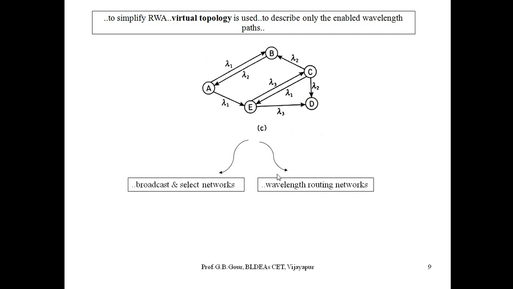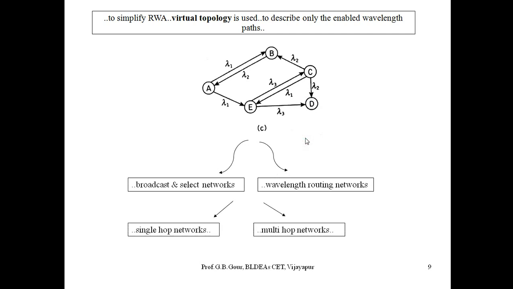So broadcast and select networks and wavelength routing networks, we have discussed so far. This can be done either with single hop networks or multiple hop networks, with a single node or more than one intermediate node, with one loop or more than one loop. Single hop provides direct communication between any nodes, with the data in the optical domain until it reaches the destination. The whole path is going to be an optical medium only.